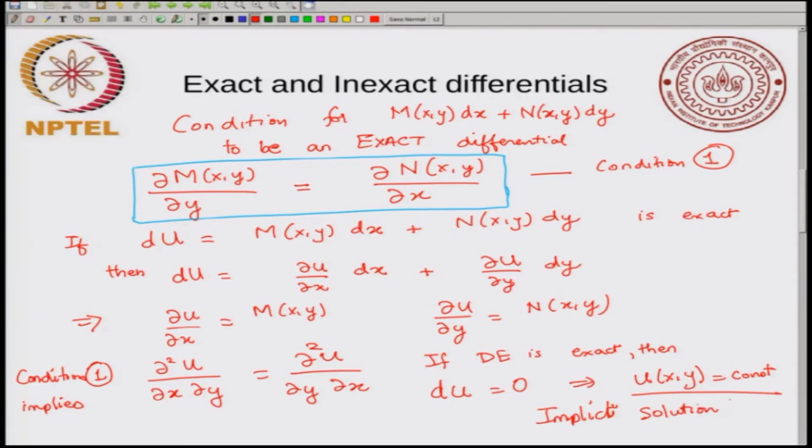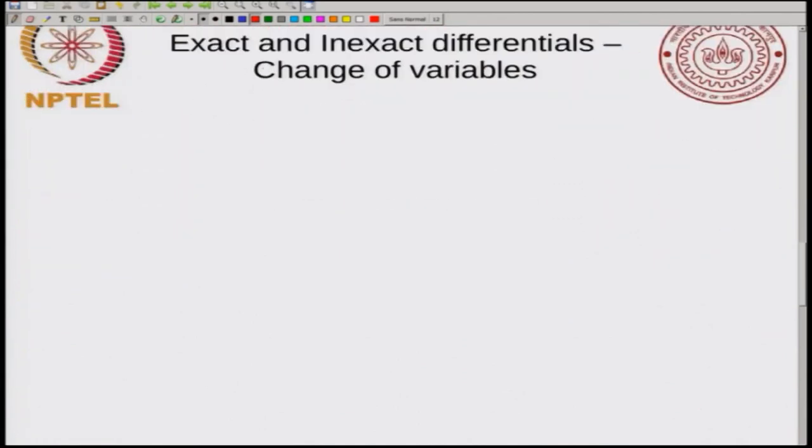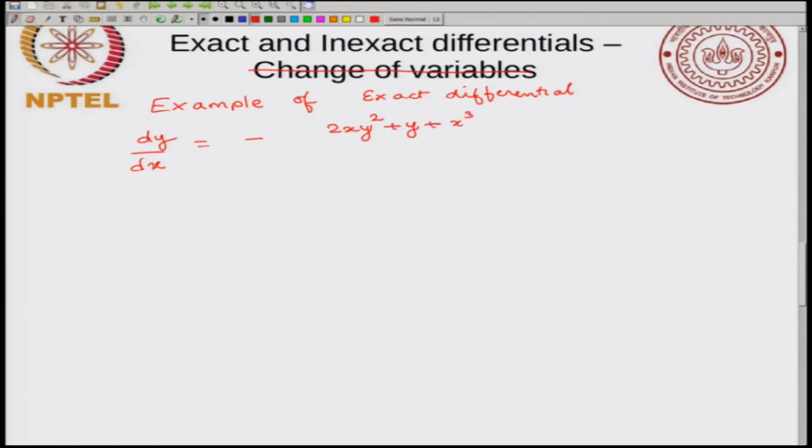Let us take an example. I won't discuss the change of variables yet. Let me just take an example of an exact differential. Suppose you have dy/dx is equal to minus (2xy² plus y plus x³) divided by (2x²y plus x plus y).